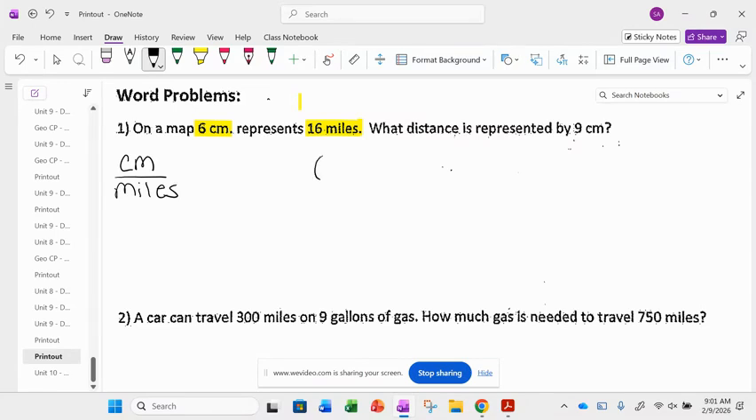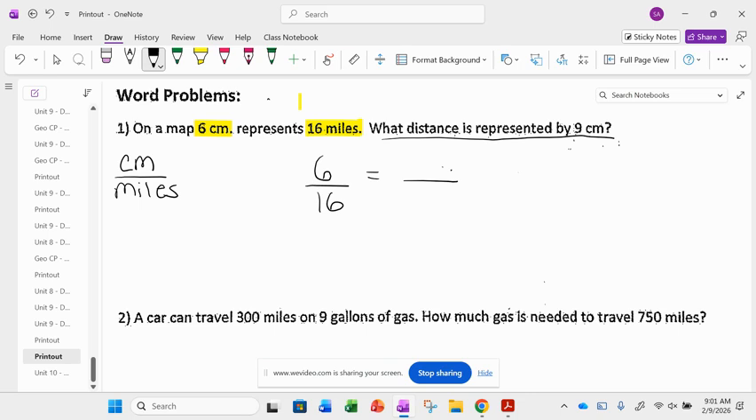So here they're telling us 6 centimeters is equivalent to 16 miles. So I made a 6 over 16. And then it says, what distance is represented by 9 centimeters? Where do you think I put that 9 centimeters? In the numerator or the denominator? Based on what I decided for this problem.